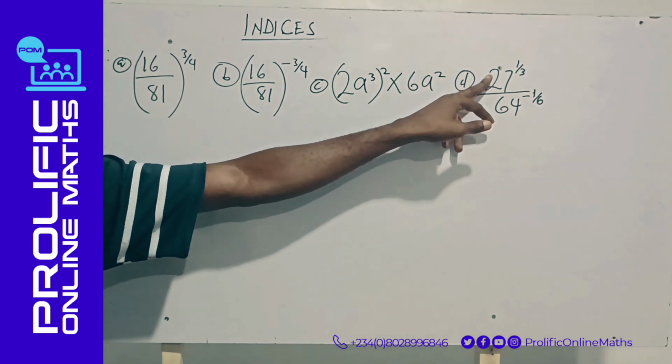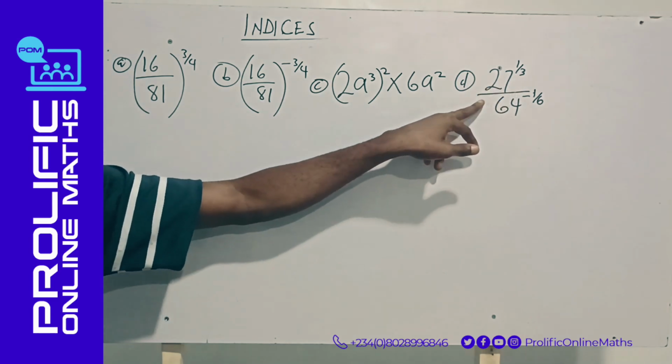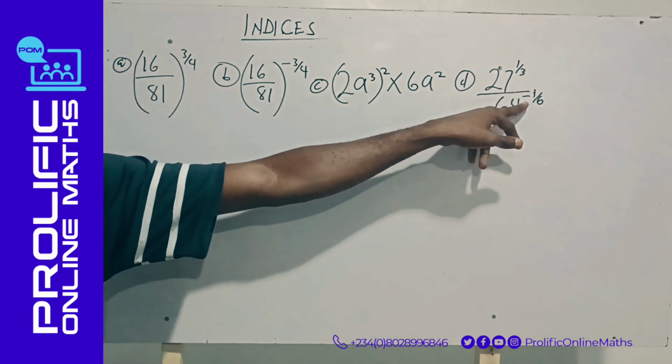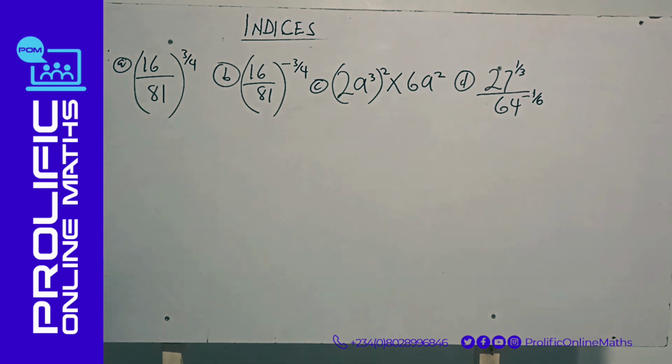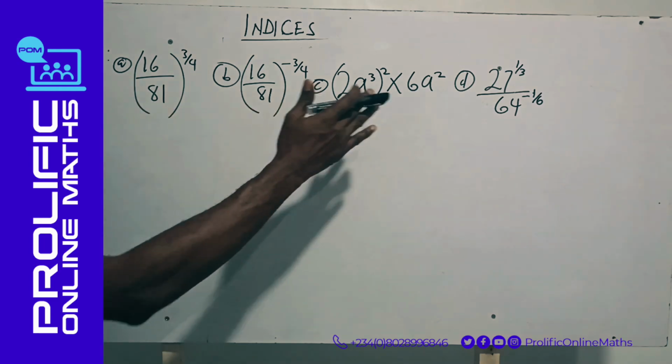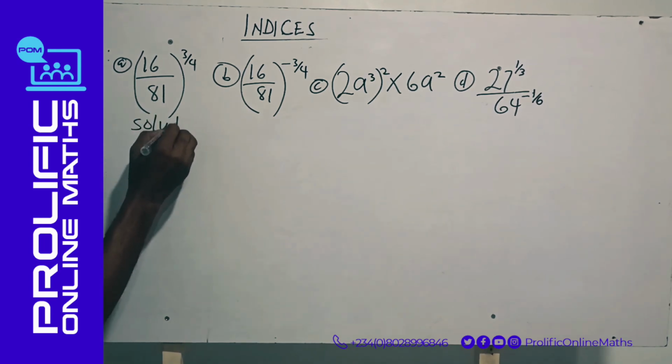D, 27 raised to power 1/3 all over 64 raised to power negative 1/6. All these are indices, but like I said, we are moving from the simple to the complex. So we are going to be looking at how to solve each of these indices one after the other, and join me as we go. Solution.